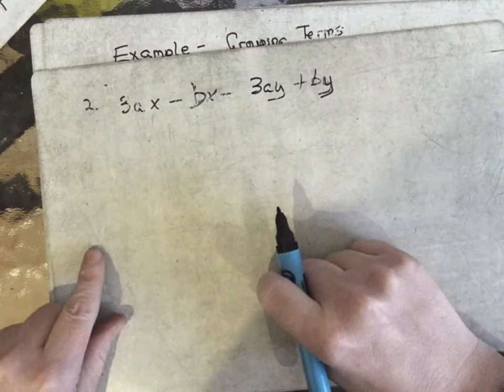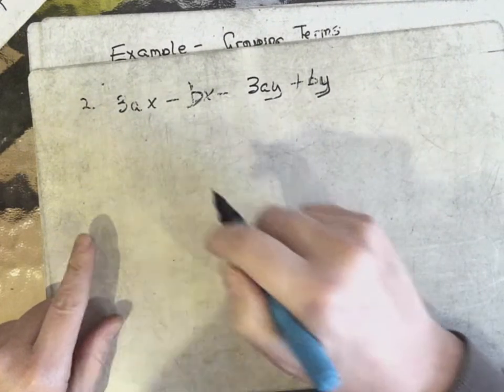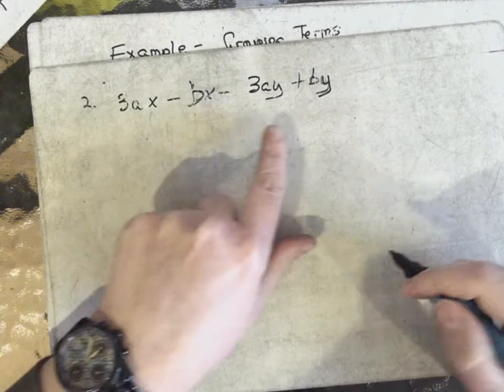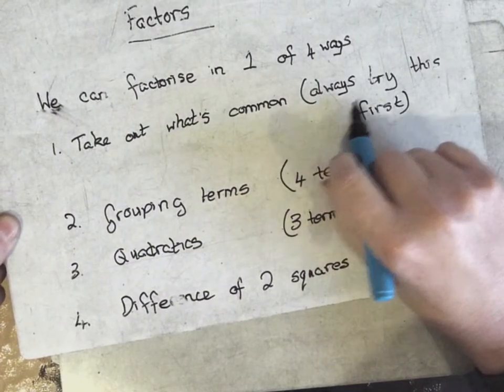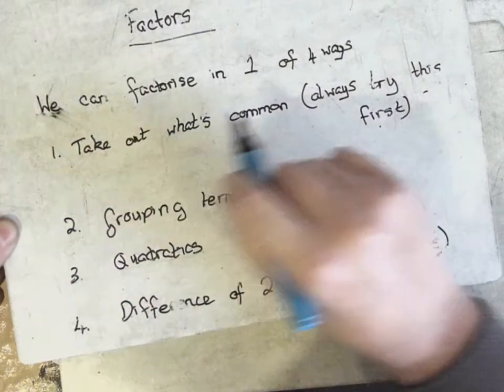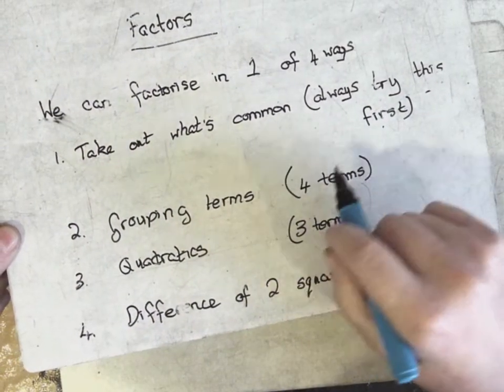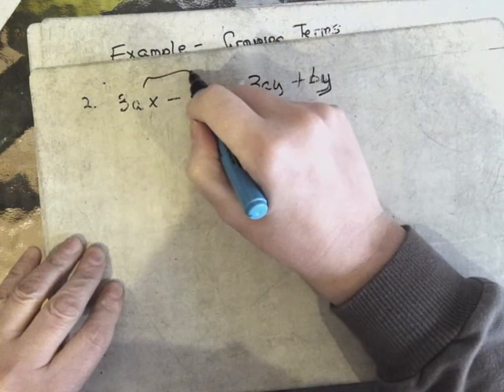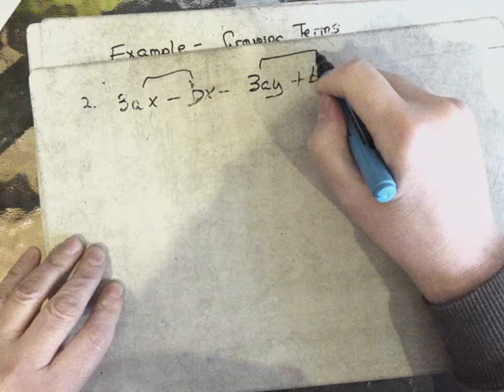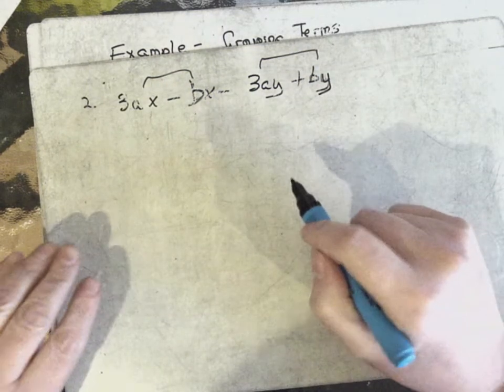Here's the second example. You look and you say, is there anything common to the whole line? There's nothing common to the whole line. Please note, I'm always trying this first. So there's nothing common to the whole line, so it's either 4 terms, 3 terms, or 2 terms, and it's 4 terms, which is grouping. So you put the first 2 together and the second 2 together. And as I say, you can move them around if you want.